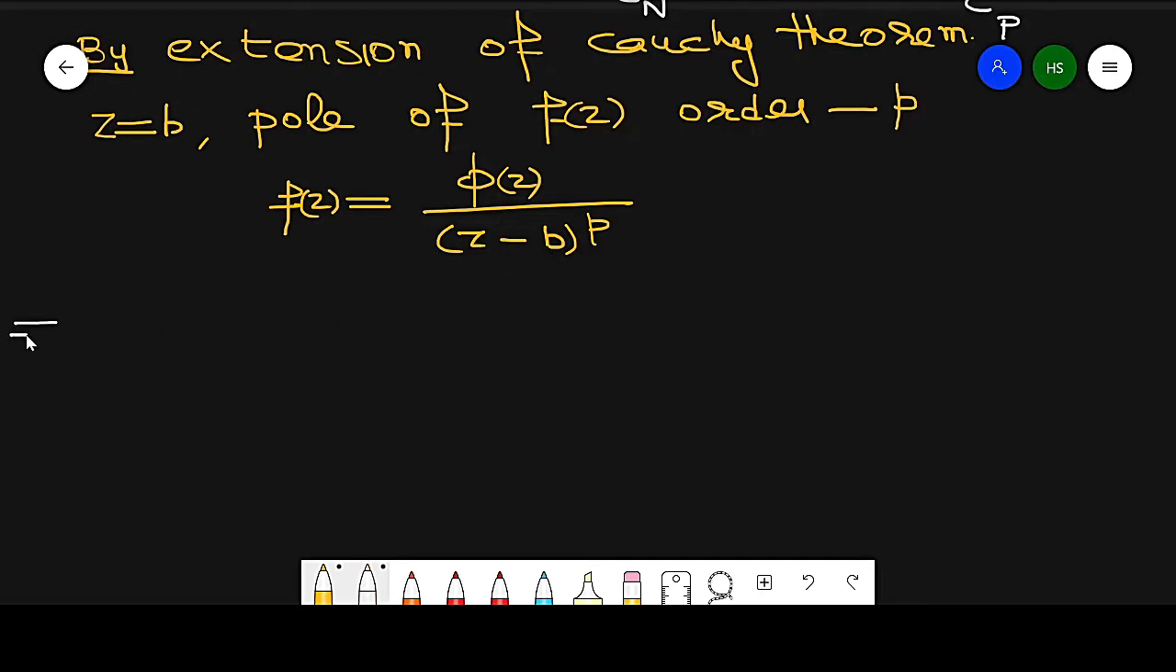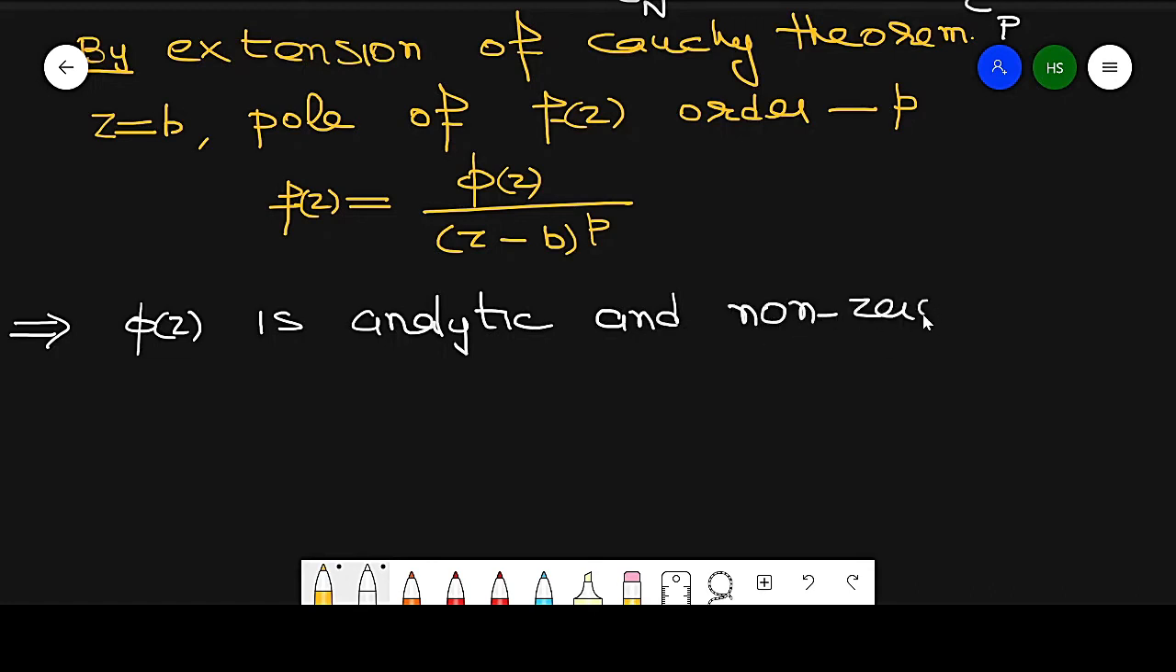So it implies this phi of z is analytic and non-zero inside the circle Cp, because in the Cp, z equal to b is the only pole of order p. So this phi z we can write in this way.